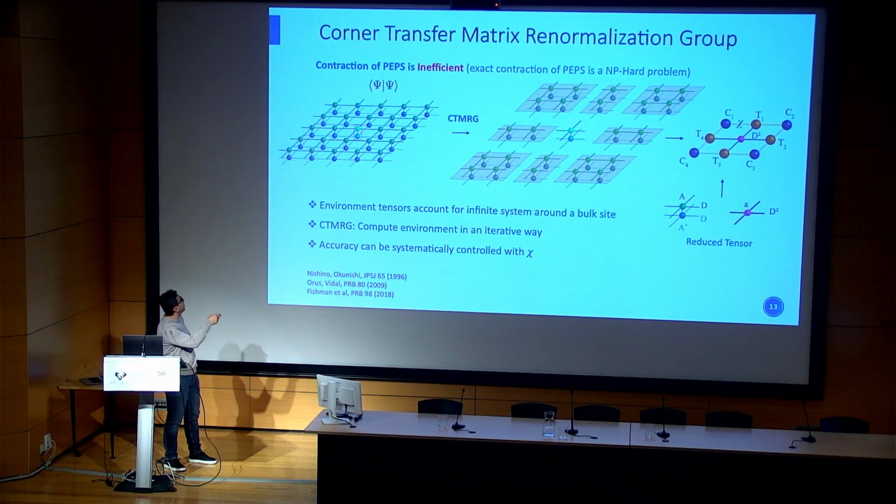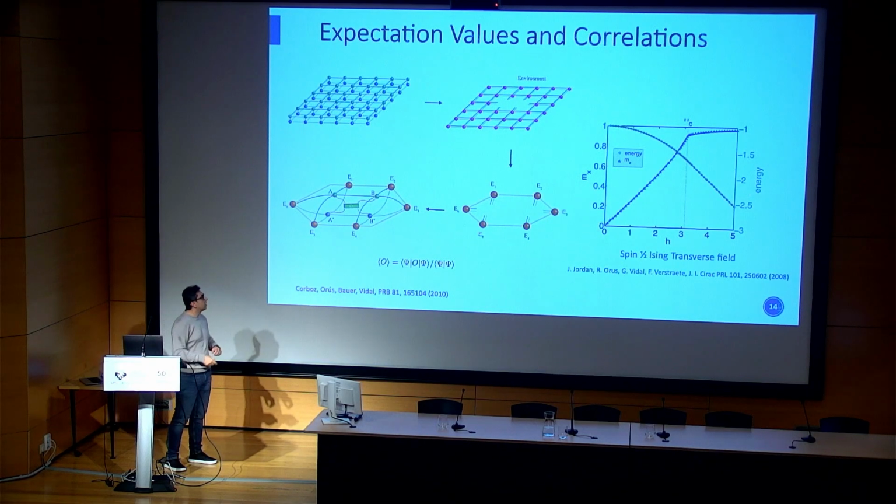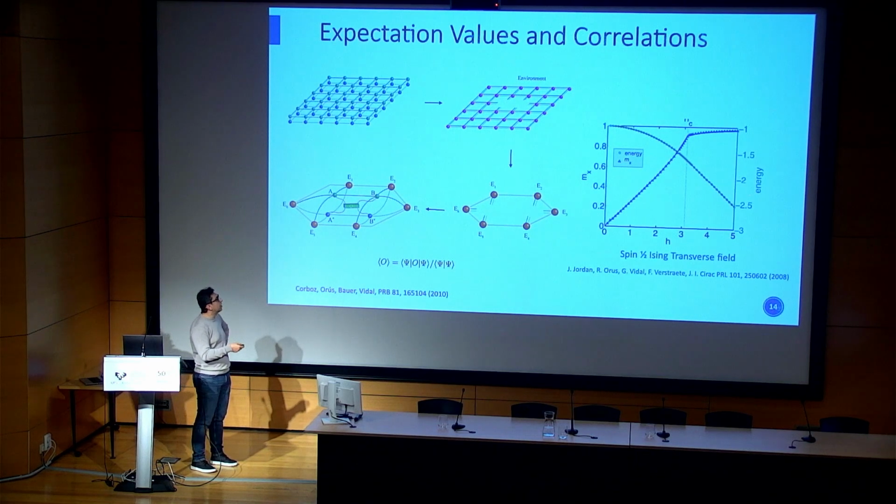For example, if you have your ket and bra and you want to calculate the norm of your wave function, you basically approximate the wave function for an infinite system with some, let's say, boundary tensors and do some renormalization approach. For every two-body operator, you can approximate the whole environment around it, then sandwich the operator with this environment and calculate the expectation values. It has large application in studying phase transitions in quantum many-body systems, and also calculating expectation values of operators and correlations.